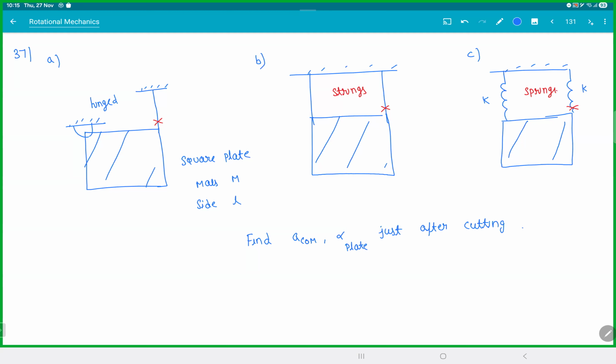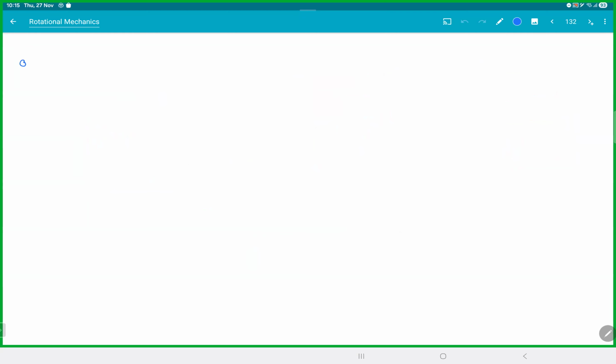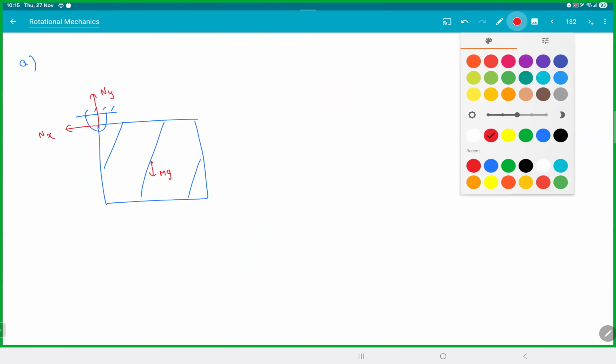First was easy. First one is kind of like a hinge thing, right? You know that. So how to do the hinge thing? I'll show you the first one. See, whenever you see a hinge, your life actually becomes kind of easy because the hinge is a fixed point. That's not going to move. So if you write the forces, we have Ny, Nx, and don't forget Mg will act on the center of mass. Perfect. There are only three forces.